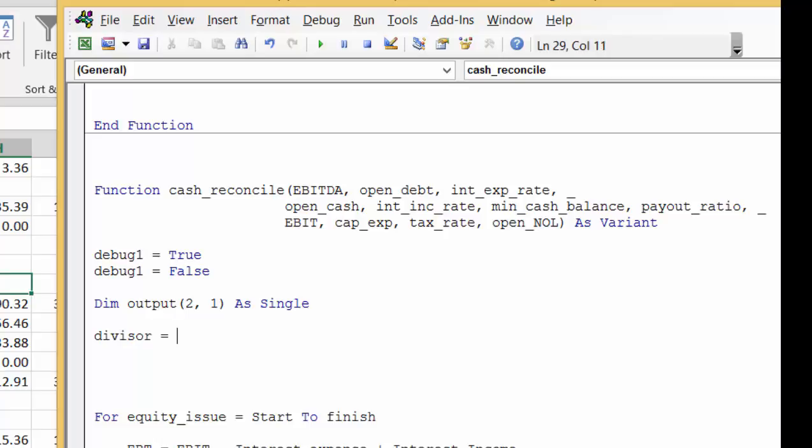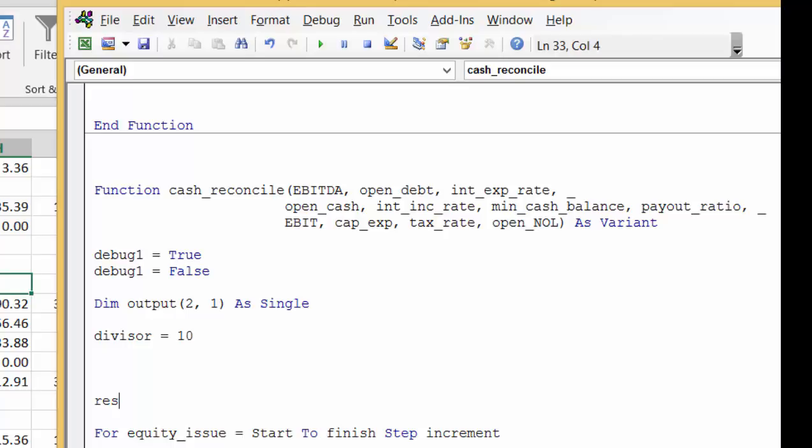Let's start with a divisor that's pretty big. No, small. 10. Okay. And then the starting, and then we have to put step increment. Now, the way these things work, at least the way I do it, is you go from the beginning to the end with an increment, and each time you go around, you redo this loop and try to hone in on the equity issuance that's going to make it work. And that means we're going to have a restart.